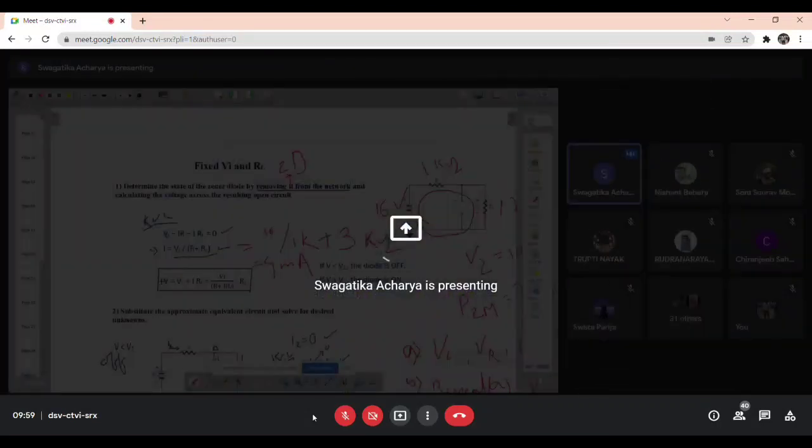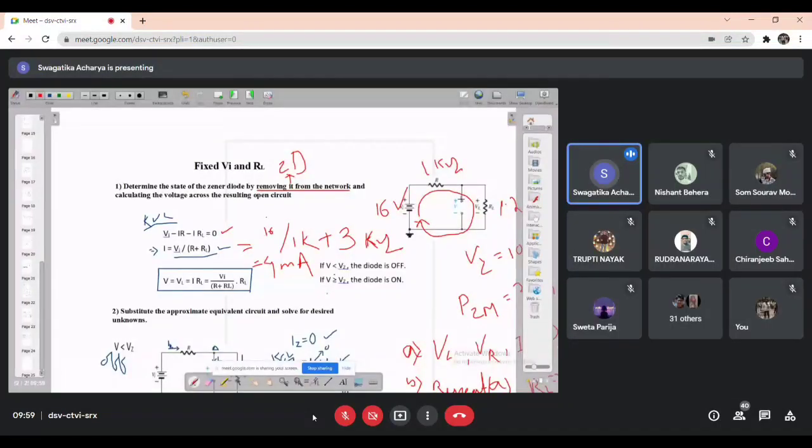Now you have to find out this V equals VL. That is your open circuit path. We have to find out the voltage across the resulting open circuit. Voltage across this resulting open circuit will be the same as our VL. Whatever voltage drop comes across this open circuit, the same voltage drop will come in the parallel path. Are you getting it or not? Yes, ma'am. So now you have to find out V. So V will be equal to VL. Correct?